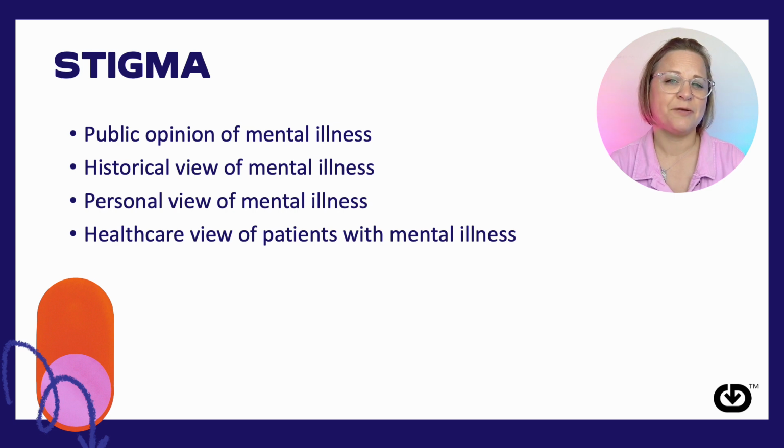The next factor that influences mental health is that of stigma. Stigma is the overall opinion of mental illness, and for years, if not centuries, there's been stigma around mental illness. I mean, think about how mental illness was treated before the 1700s. It was considered to be demonic possession or witchcraft. And so there is stigma in a variety of ways. There can be public opinion of mental illness, the historical view of mental illness, one's personal view of mental illness, and then the overall healthcare view of people with mental illness.